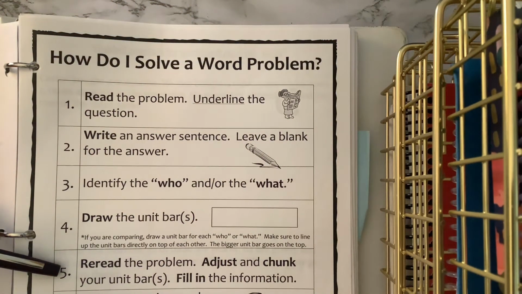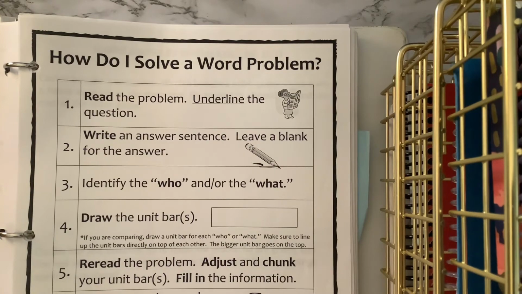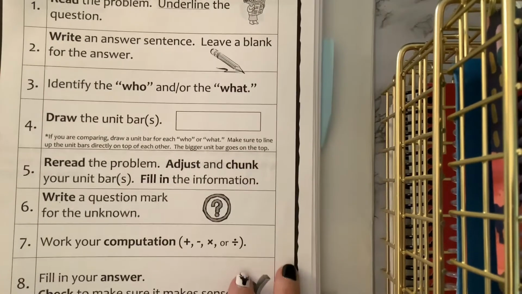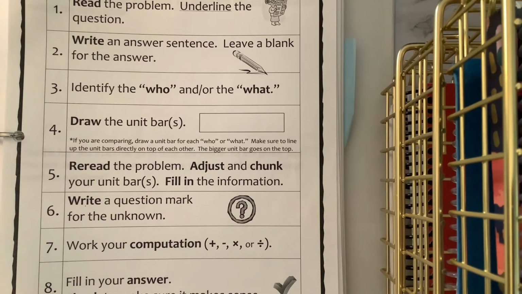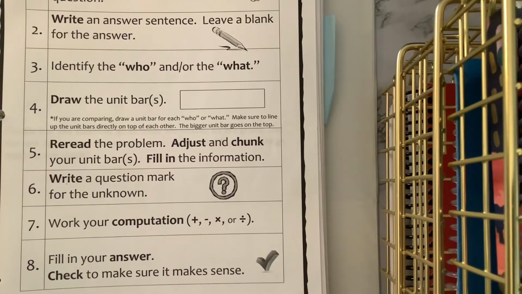Step 5, at that point, we're going to reread the problem and then we're going to adjust the unit bars. So do we need to change their length at all? Do we need to chunk those unit bars? And we start to fill in the information that is provided to us. Step 6 tells us to write the question mark for the part that is unknown that we're trying to figure out. 7 tells us to work on our computation, and then 8, we fill in our answer. We should double check that it makes sense. We always want to make sure that whatever answer we've written down actually will work, okay?